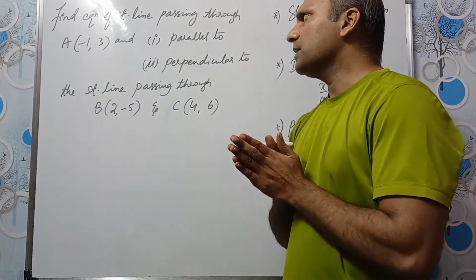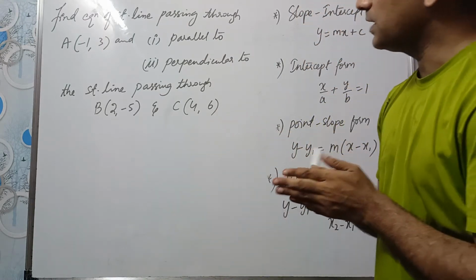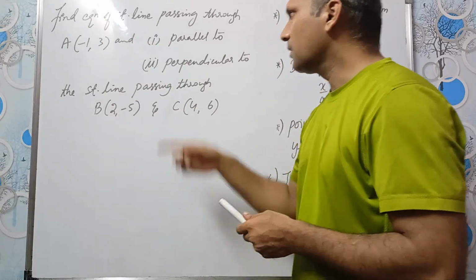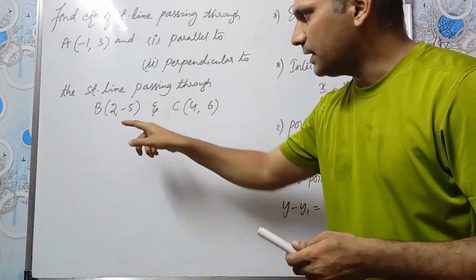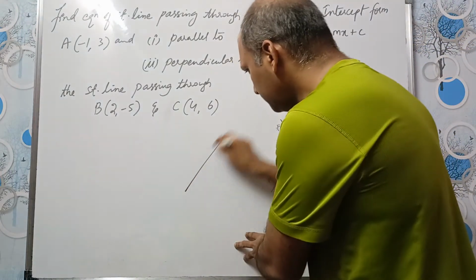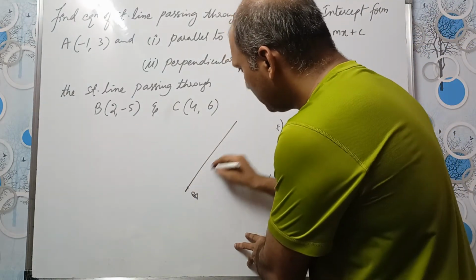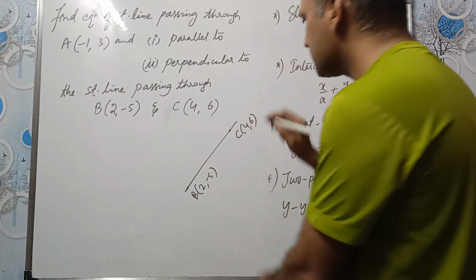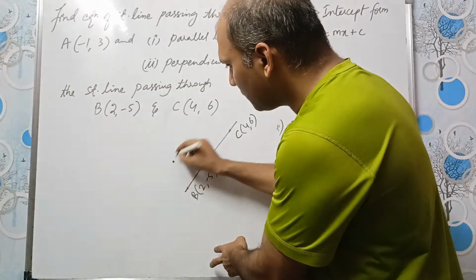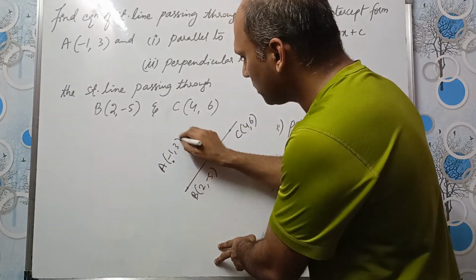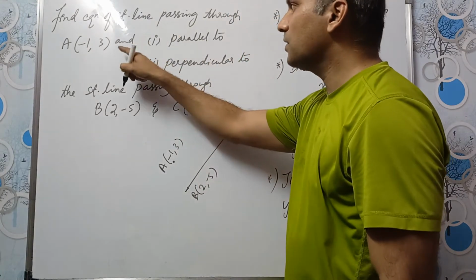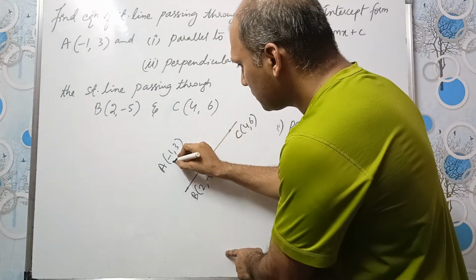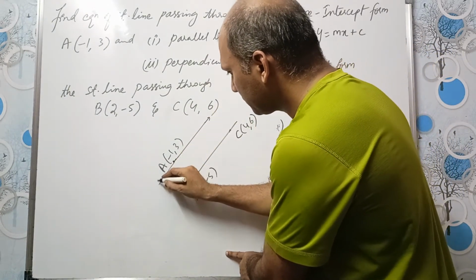Okay, see, don't get confused here. Let us draw the diagram. Read the question carefully. We need to find the equation of a straight line passing through (-1, 3) and parallel to the line joining these 2 points. Let us take these as B and C. B is (2, -5) and C is (4, 6). Let us say A is somewhere here. This is A and it is (-1, 3). We need to find the equation of the line passing through this and parallel to this. So let us draw a parallel line like this.